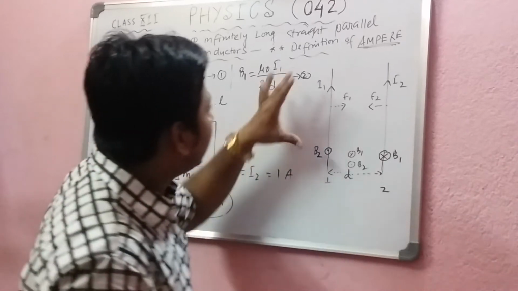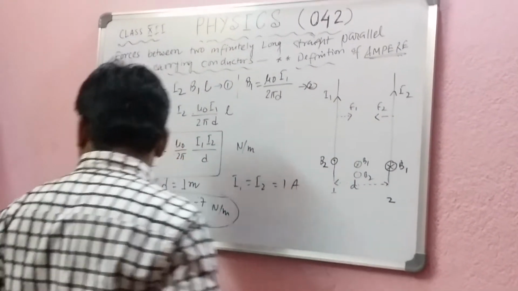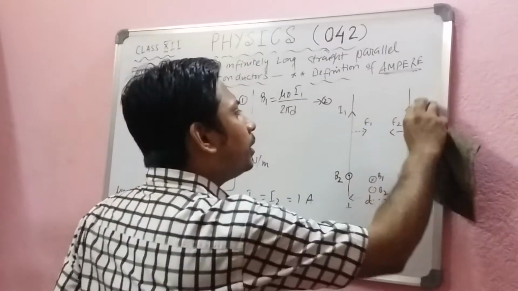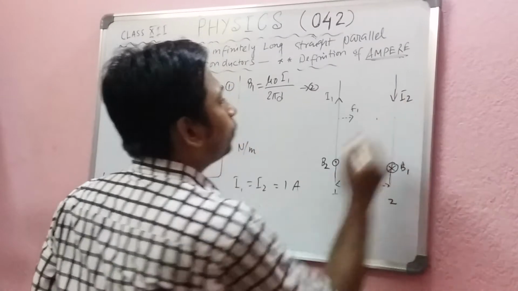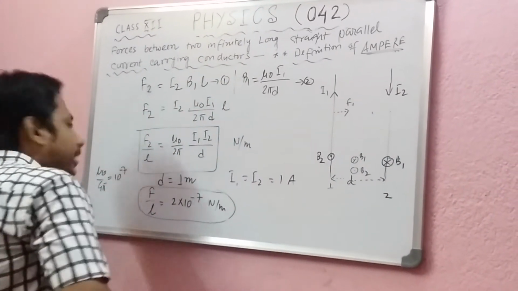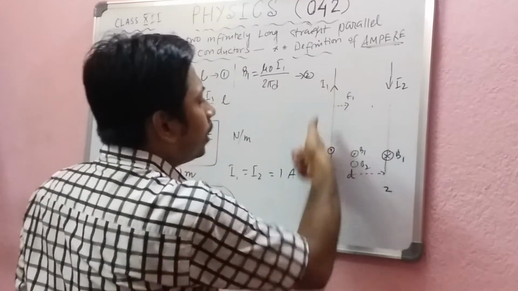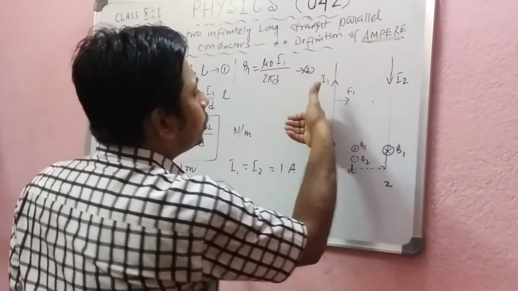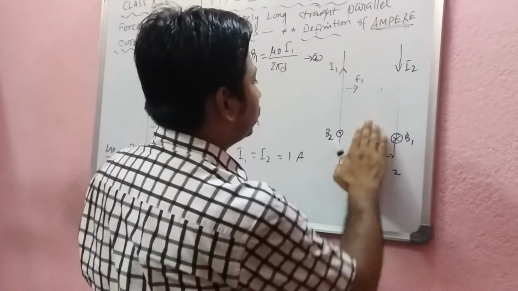Now students, think, if the directions of the two currents are opposite, then what happens? If the direction of current is opposite, then what happens? See, this is I2. Now it will repel each other. Why? See, again we use the right hand thumb rule. For this direction of current, this is a dot and here a cross. So we can put a cross here.